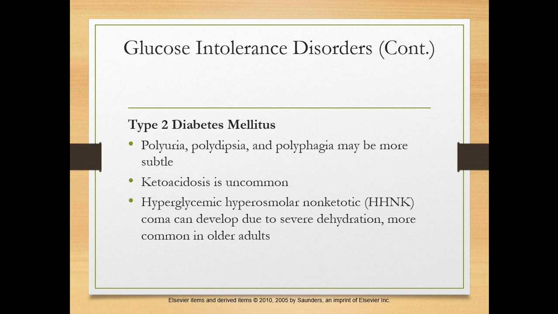Ketoacidosis is uncommon here. However, these patients can develop what is called hyperglycemic hyperosmolar non-ketotic coma, which can develop due to severe dehydration. The more glucose circulating in the blood, the more it increases metabolic activity, where the body will need more nutrients and more water. If they do develop severe dehydration, this could possibly happen because of the hyperglycemia. Okay.